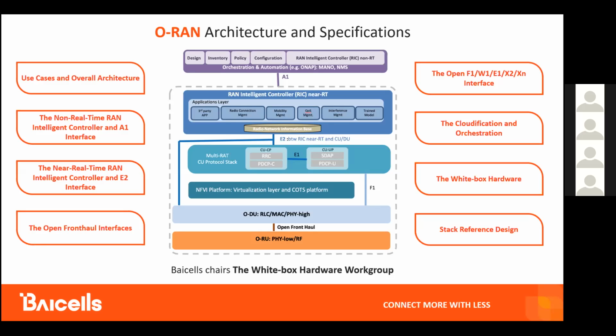The non-real-time RAN intelligent controller and A1 interface have their own work groups to deal with them, and so does the near real-time RIC functionality. And the front haul, same thing. Front haul has its own work groups to specify the standards, and the rest of the standards were lumped together in the open F1, W1, E1, and X2, Xn interface groups.